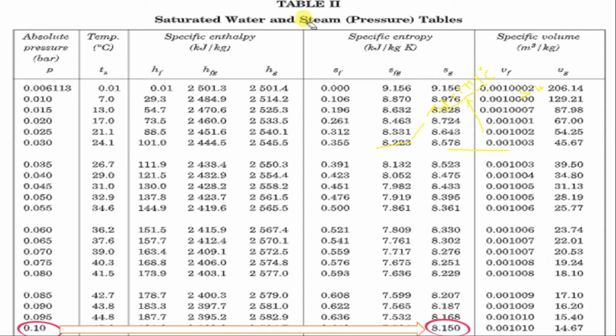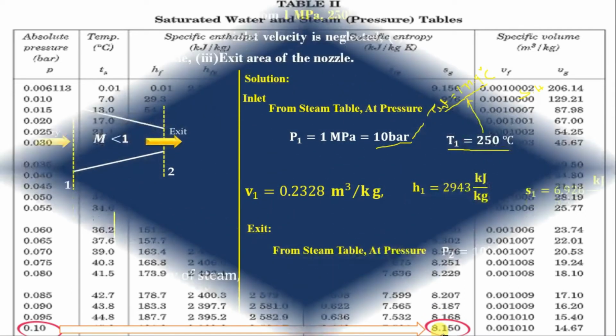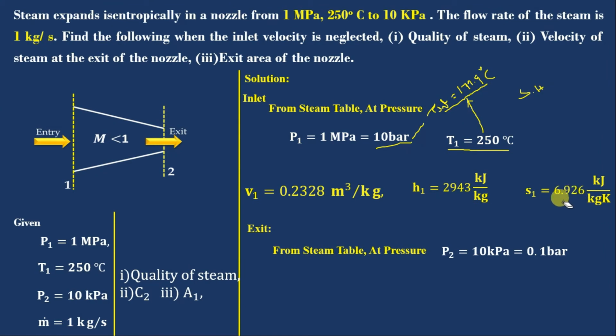You can see table number 2, at 0.1 bar, SG you take is 8.150. Look here, how much do we have? 6.926. So 8.150 is higher. So this saturated entropy is higher than S1. So steam is wet steam. SG greater than S1, steam is wet steam.